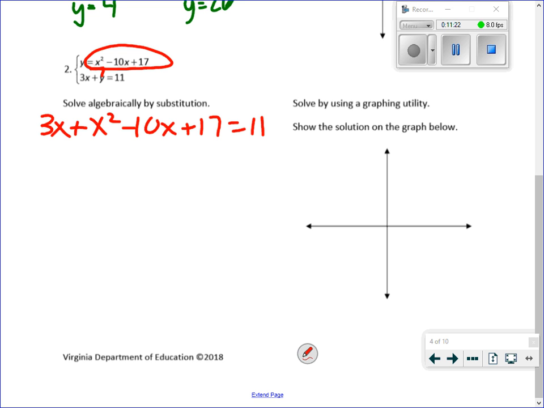So once again, what's our next idea? What do we want our next goal to be? Set equal to 0. Good. So I'm going to rewrite it as x squared minus 7x, and I'm subtracting 11, so I have it set equal to 0. Now what do I want to ask myself? Can we factor here? Yeah, what are those factors? Good, x minus 6 and x minus 1.